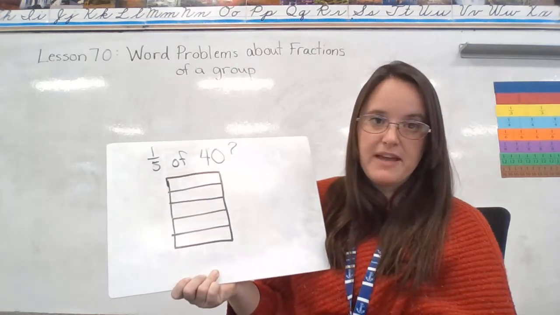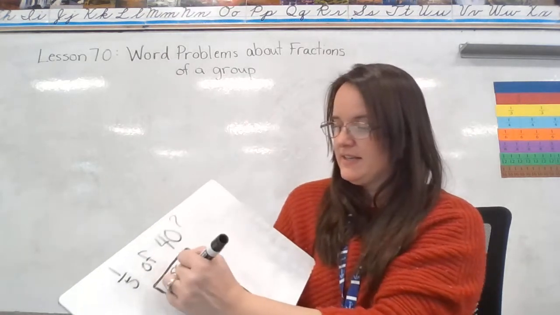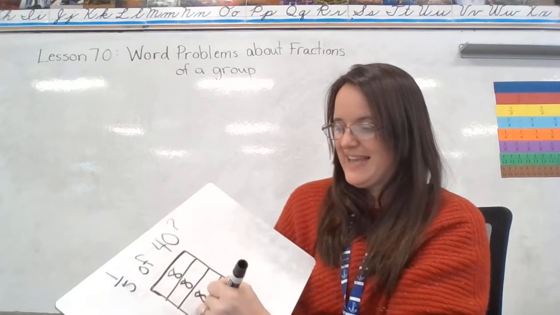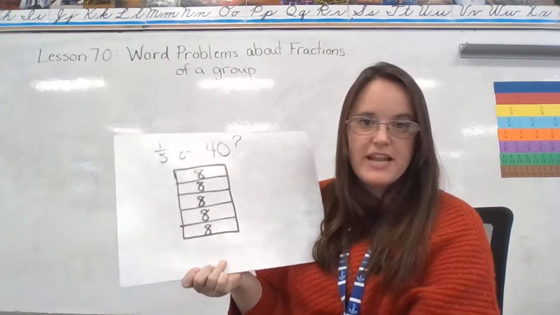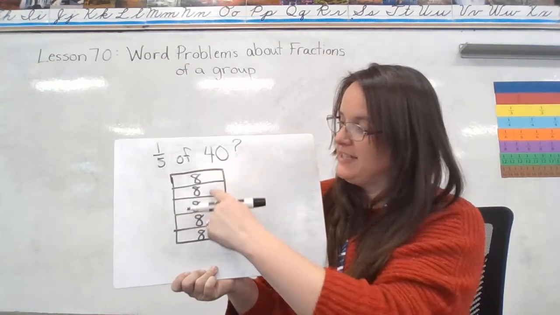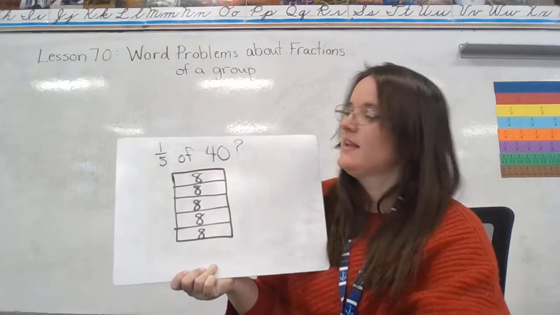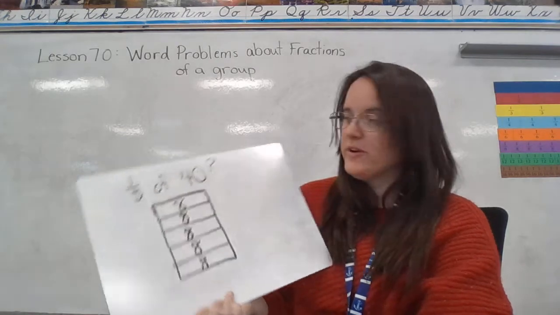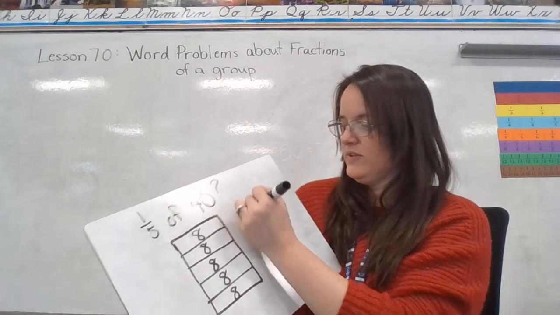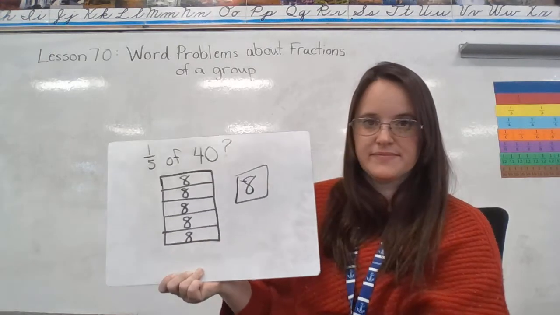Well, 40 divided by 5 gives me 8. This isn't a word problem, so it doesn't say 8 what. But I could check my answer by saying 8 plus 8 plus 8 plus 8 plus 8 is 40. So what is 1/5 of 40? 1/5 of 40 equals 8.